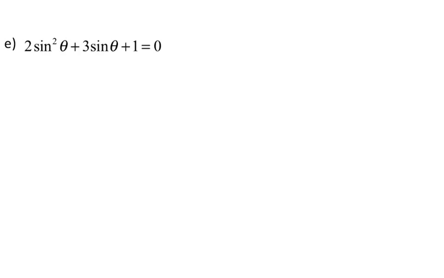I'm going to factor this problem as if it were 2x squared plus 3x plus 1. So instead of having my sines, I change them to x's to help me factor it. Since I have a number in front of x squared, I'm going to multiply my first and my last, so 2 times 1 is 2. I'm trying to find two numbers that multiply to 2 and add to 3. That's 2 and 1.